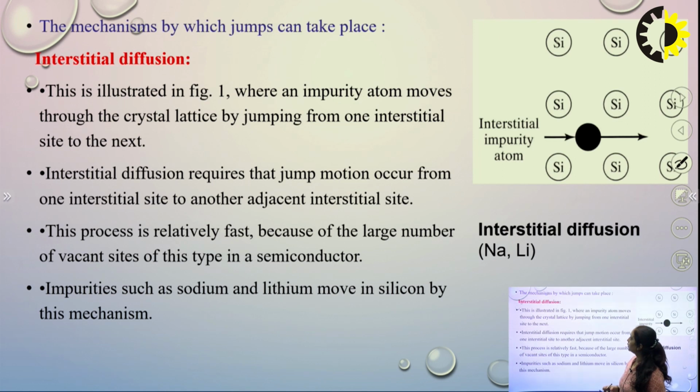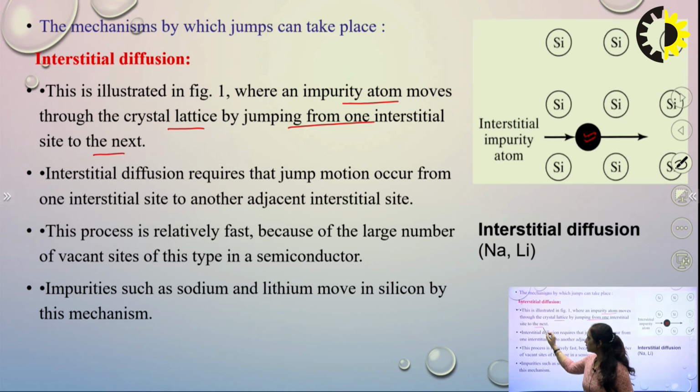In case of interstitial diffusion, as shown in this figure, your impurities are present inside the interstitial space, right? So when an impurity atom moves through the crystal lattice by jumping from one interstitial site to the next interstitial site, it is known as interstitial diffusion. This interstitial diffusion requires the jump motion to occur from one interstitial site to another adjacent site. This process is relatively fast because a large number of vacant sites will be present in the semiconductor. For example, diamond.